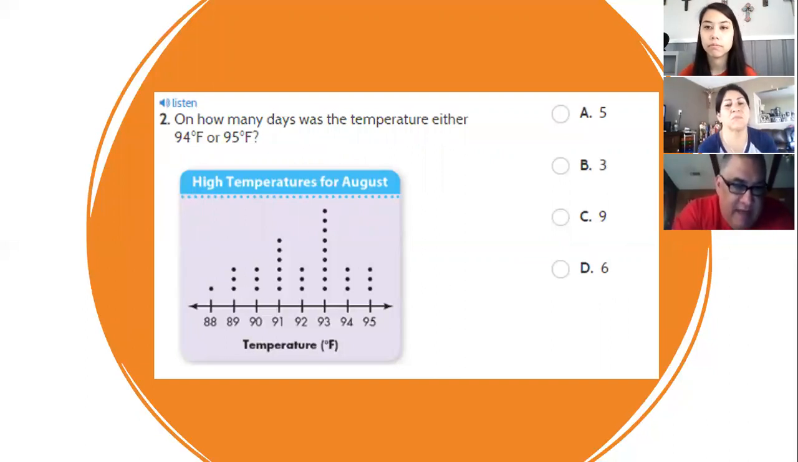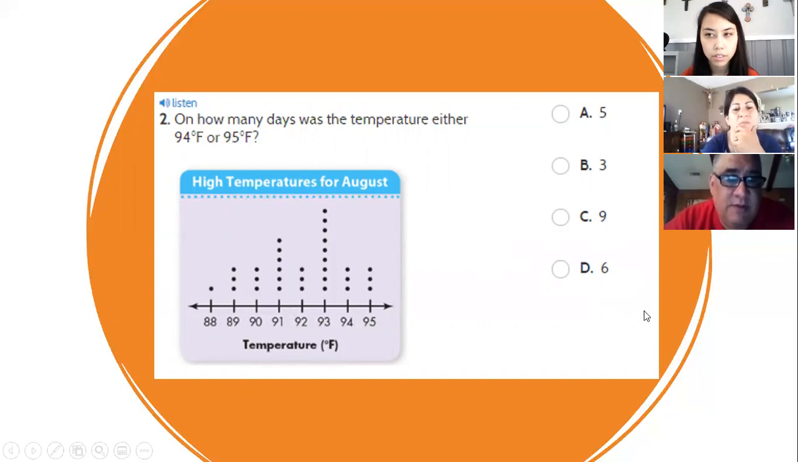Okay, so next we have a dot plot, and the question is, on how many days was the temperature either 94 or 95 degrees? When we're doing a dot plot, we're taking information and creating a chart for us to follow to see what kind of information it's going to give us. Looking at this dot plot, going along the bottom we've got numbers from 88 to 95, and underneath that it says temperature in Fahrenheit. So that's what we're looking for, that temperature.